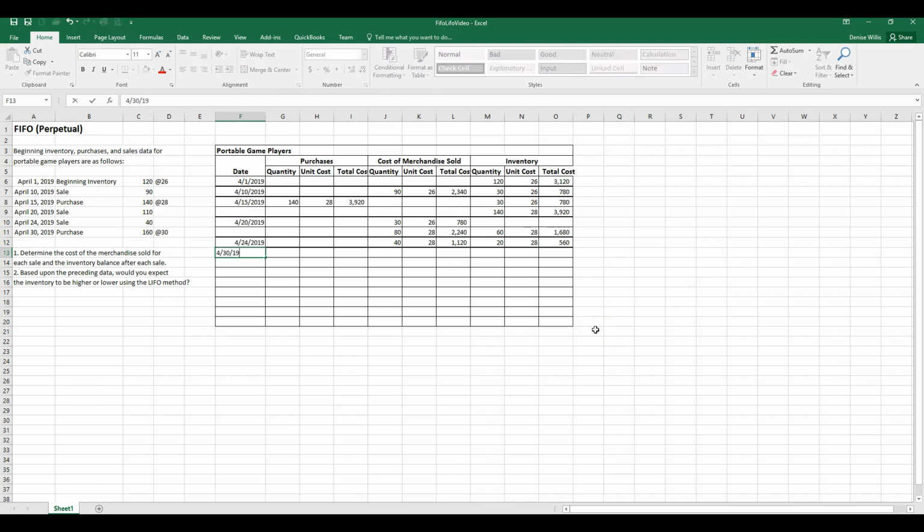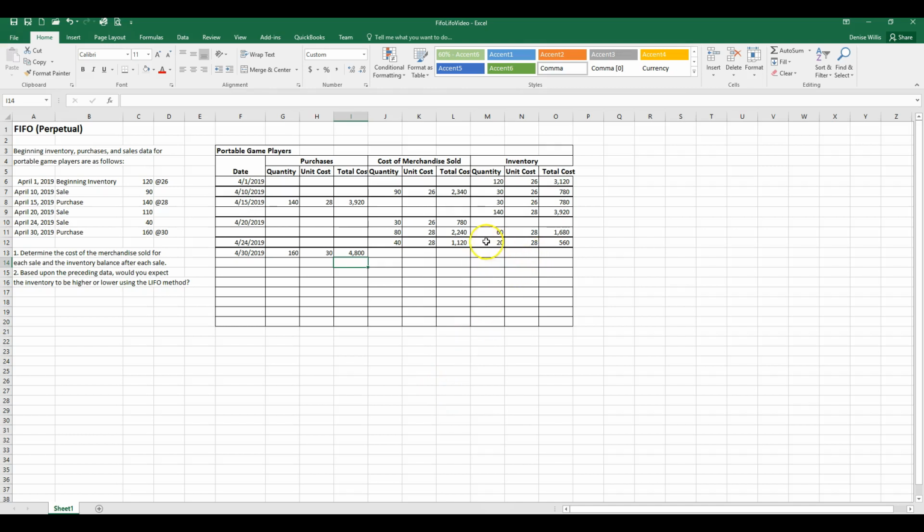And we're going to buy some more. We're pretty low. We only have 20 of them left. So we're going to buy 160, and we're paying $30 a piece. Price keeps going up. So what is the cost of that purchase? Oops, I did something wrong there. Oh, I did a plus. Sorry about that. So it's G13 times the $30. Okay, our purchase is $4,800.